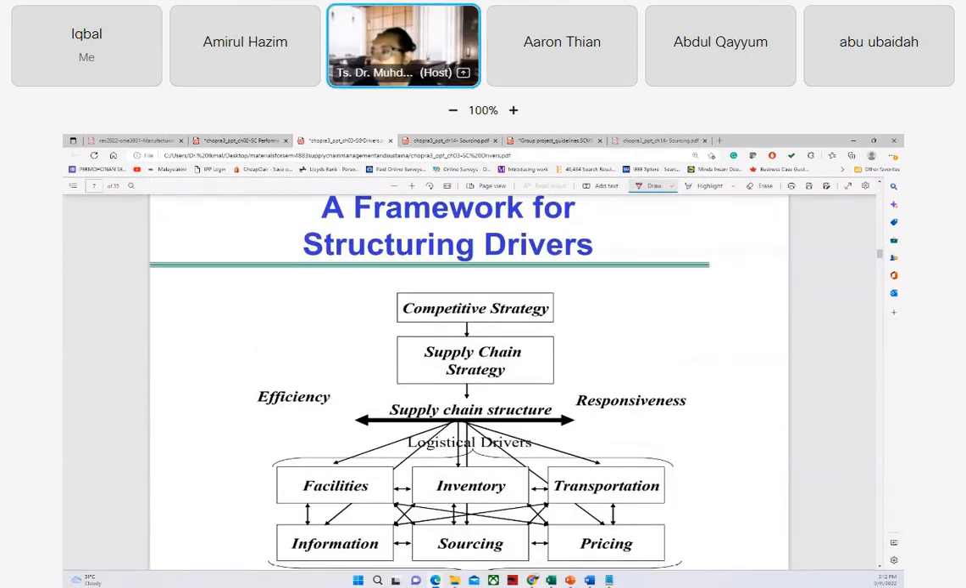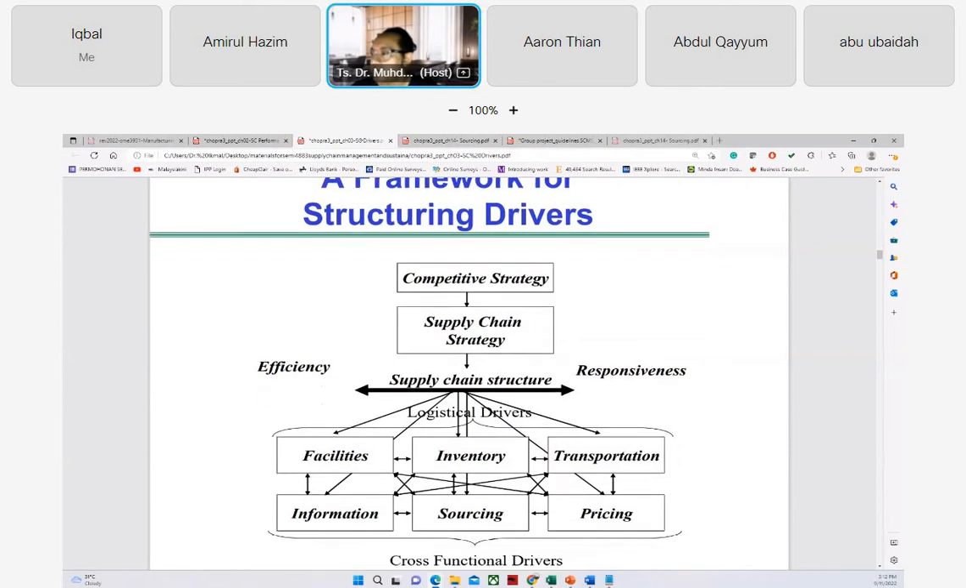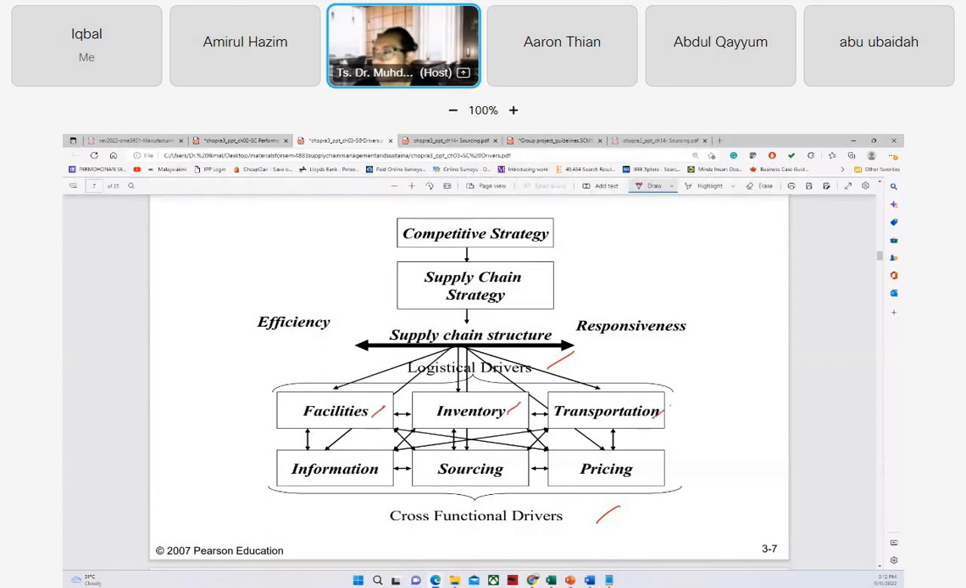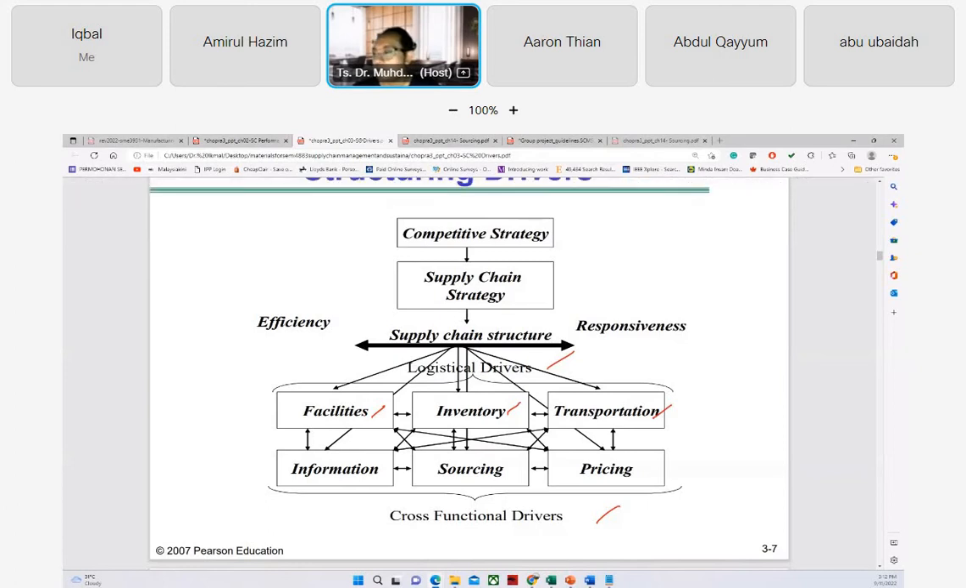Okay. And then a framework for structuring drivers. So you have two, which is logistical drivers and also cross-functional drivers. When we talk about logistics, we talk about physical: facilities, inventory, and also transportation. And when we talk about cross-functional drivers, we talk about information, how you want to submit and receive the information, the sourcing, how you want to appoint your vendors, and also pricing, how you want to fix the price.